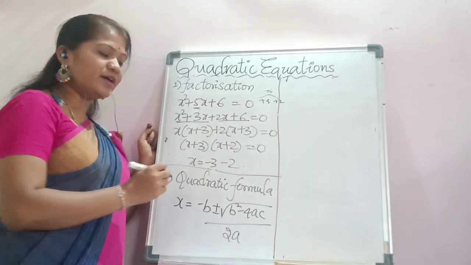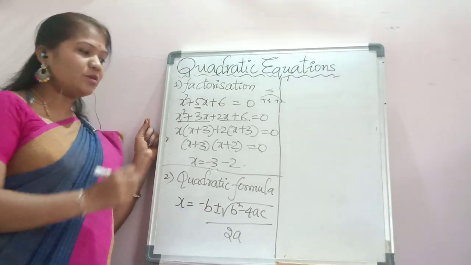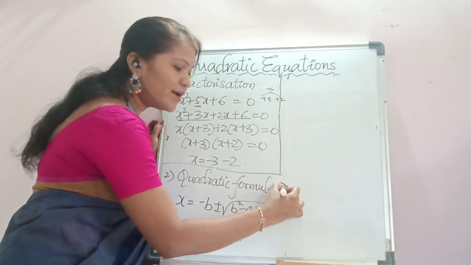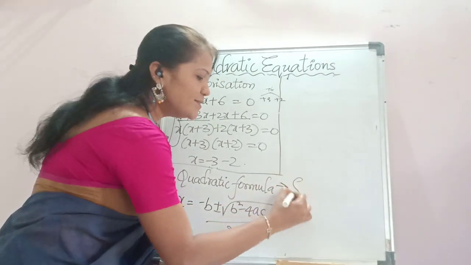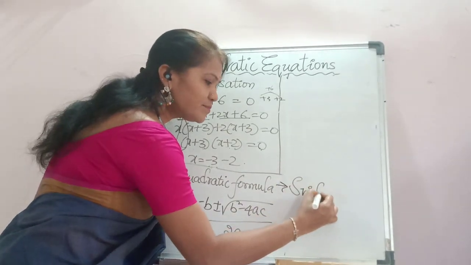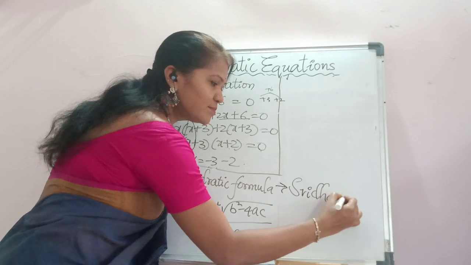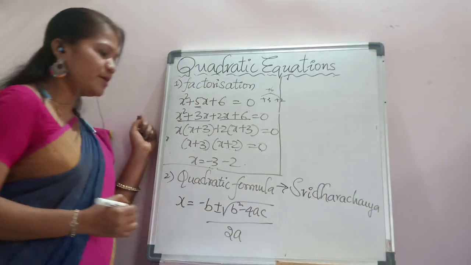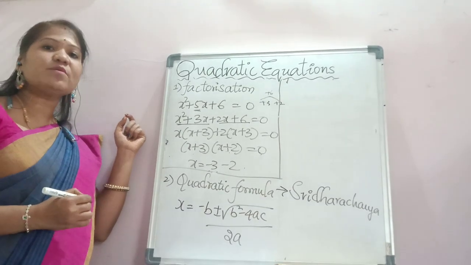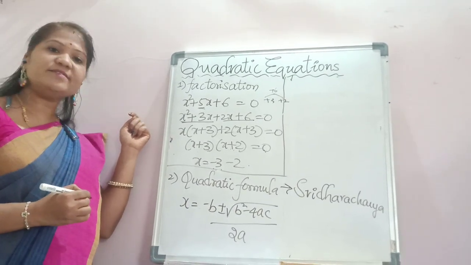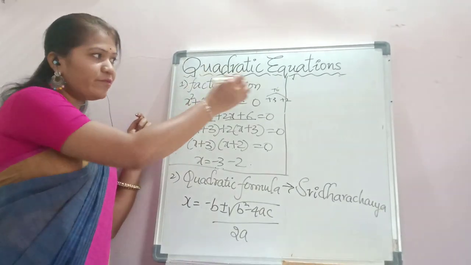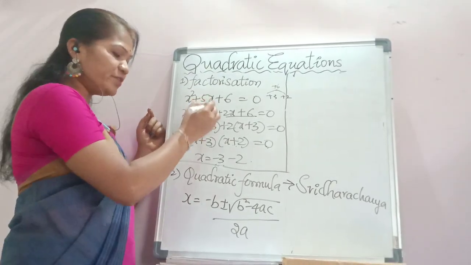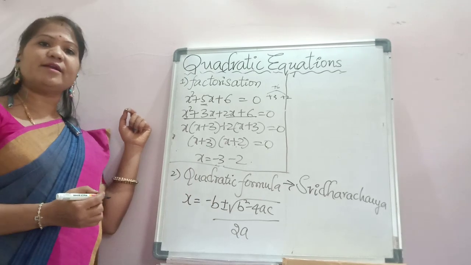The second method you have here is the quadratic formula. I told you in the introduction itself that this quadratic formula was introduced by Sridharacharya. He has given the formula which we call the quadratic formula. What is it used for? To solve for the factors of the given quadratic equation. So for the same question, let us solve it by using the quadratic formula.